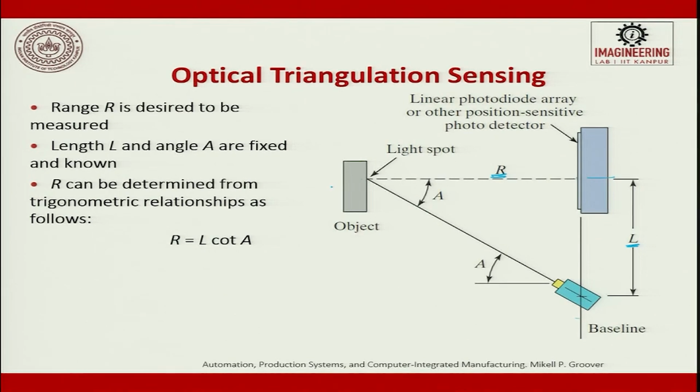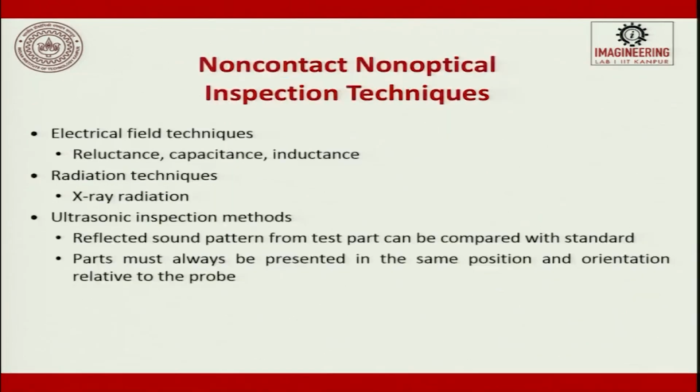and it is fixed. So, the R keeps varying, and this R can be determined by R equal to L cot A. This angle is fixed, this L is fixed, this A is fixed. So, now the only variable which can change is R. From this varying distance R, we can try to find out what is the object which is there. So, this is how an optical triangulation sensing device works.